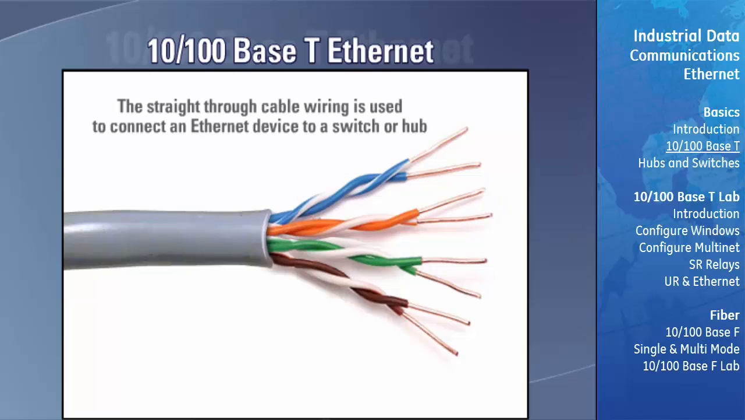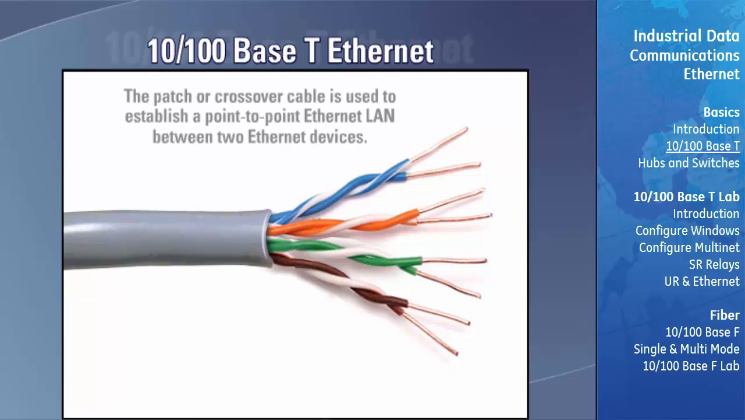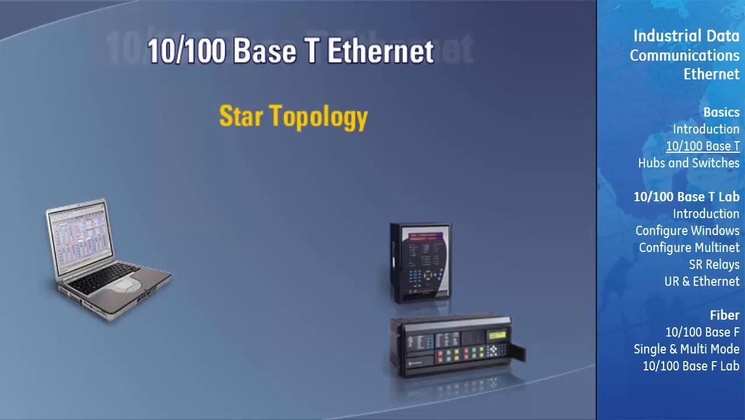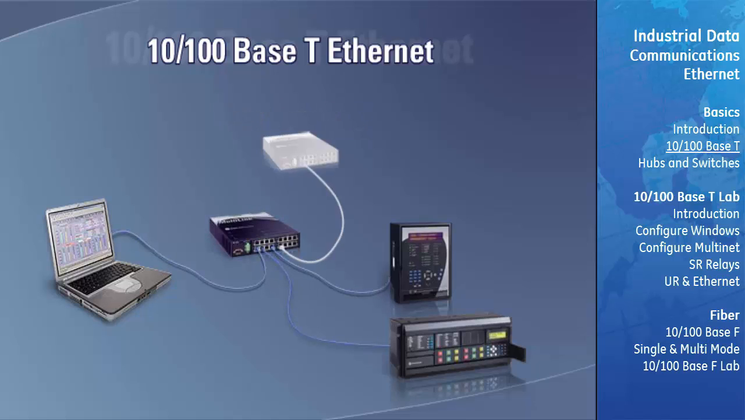The straight-through cable wiring is used to connect an Ethernet device to a switch or hub. The patch or crossover cable is used to establish a point-to-point Ethernet LAN between 2 Ethernet devices. The 10/100 Base-T topology is a star topology, where each device on the Ethernet LAN branches out from a central switch or switches that have been connected together to form the backbone of the network.